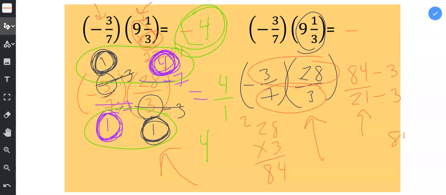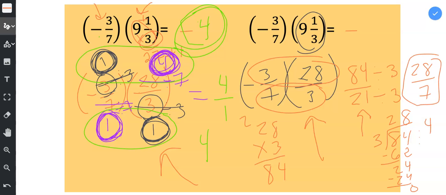So let me divide 84 by 3. 3 goes into 8 twice. 2 times 3 is 6. Bring down the 4. 3 goes into 24 8 times, and there's no remainder and nothing to bring down. So 84 divided by 3 was 28. 21 divided by 3 is 7, and then 28 divided by 7 is 4, so we get a negative 4. Either way, you get a negative 4. I just wanted to remind you that you can reduce first, then multiply, or you can multiply and then reduce. Your choice.